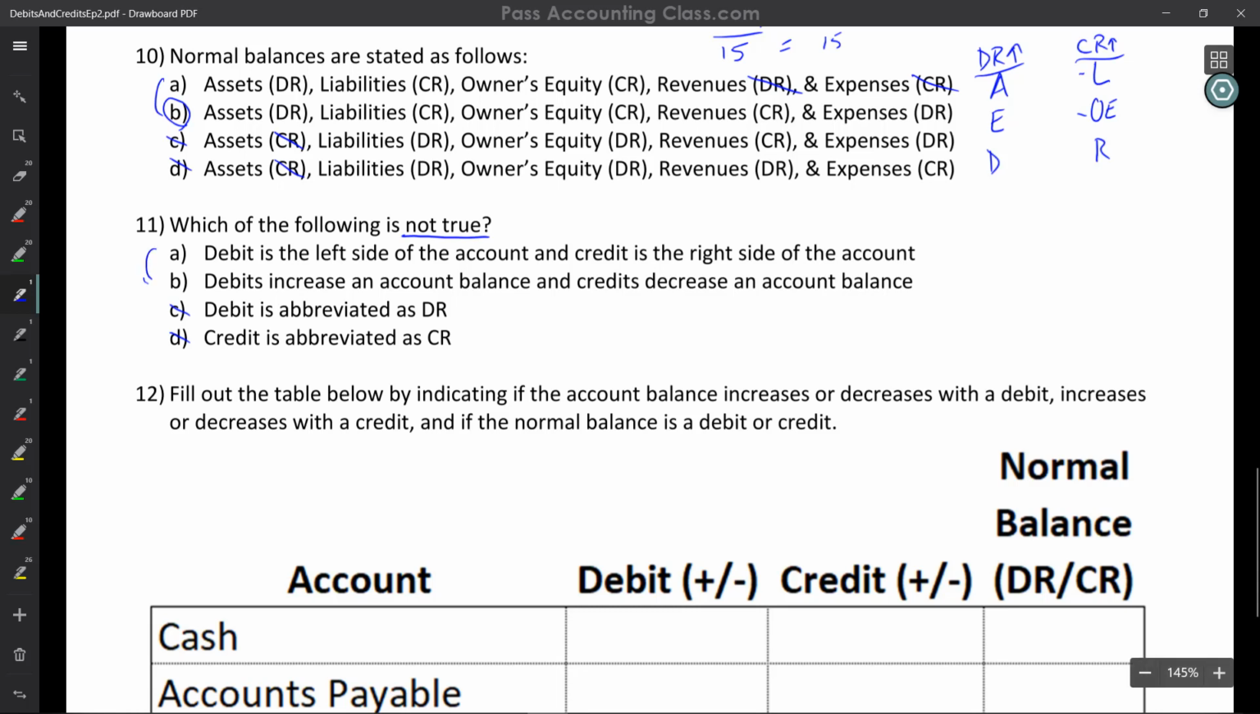And for A and B, debit is the left side of the account and credit is the right side of the account. That's correct as well. So that's not the answer we're looking for. So let's look at B. Debits increase an account balance and credits decrease an account balance. So this statement is not true because debits might increase an account balance and credits might decrease an account balance. It just depends on the account type. So we're going to go ahead and go with answer B as the not true statement.